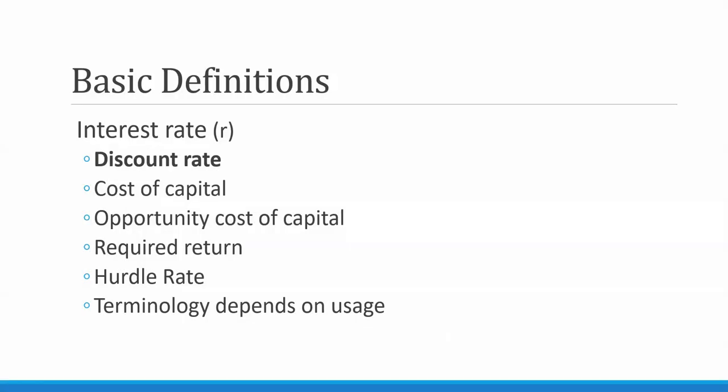When we're looking at interest rates, other terms for an interest rate are discount rate, cost of capital, opportunity cost of capital, required return, required rate of return, a hurdle rate. The terminology depends on the usage. We will talk about all of these during various parts of the chapter. I will probably use hurdle rate most often when I'm talking about the interest rate. Discount rate is also commonly used, especially when we're talking about capital budgeting in a later chapter.